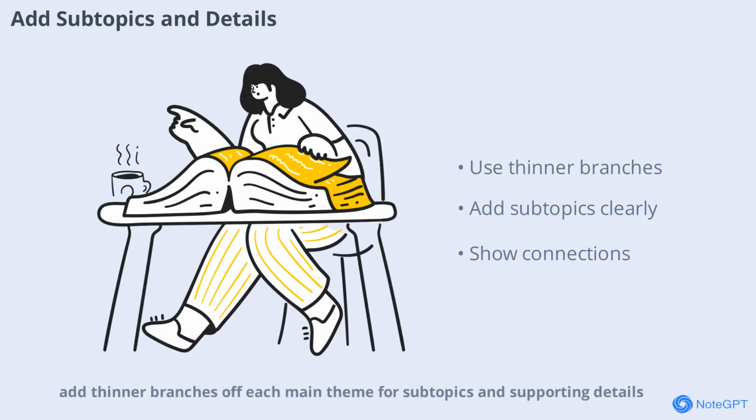Next, add thinner branches off each main theme for subtopics and supporting details. For example, under cells, you might add cell structure and functions. This layered approach helps you see connections and ensures you don't miss important information. Keep your branches clear and concise for easy review.